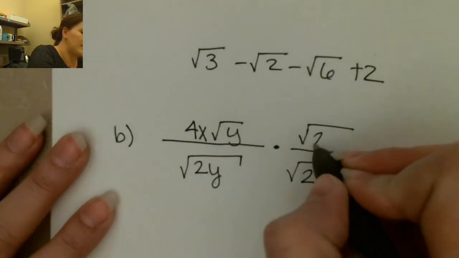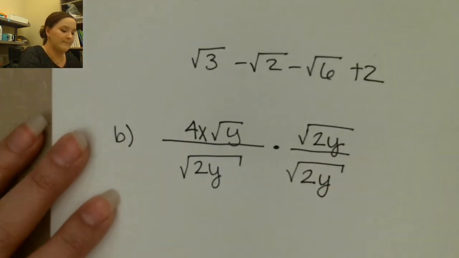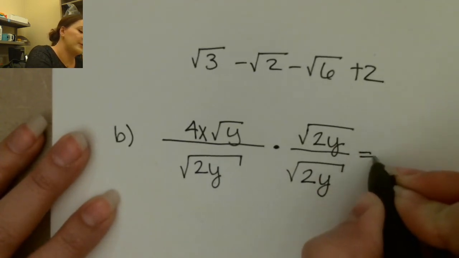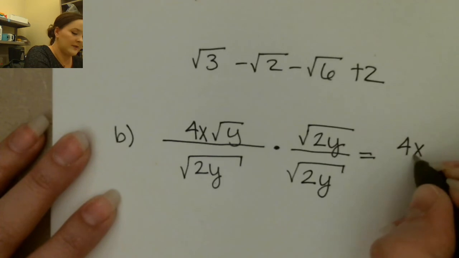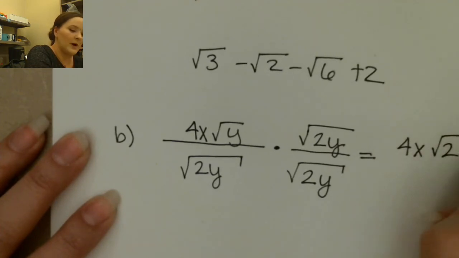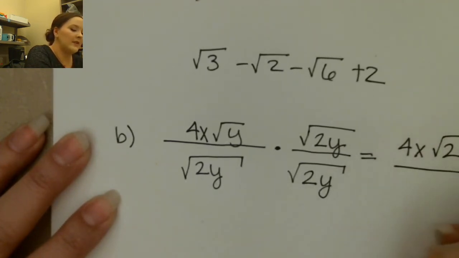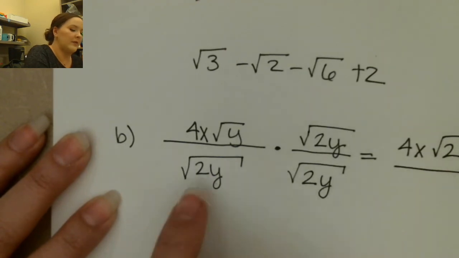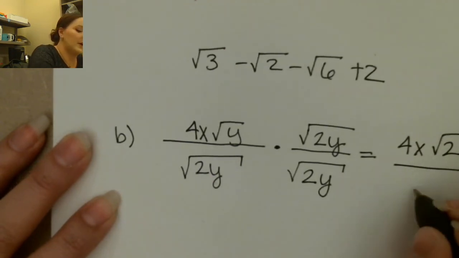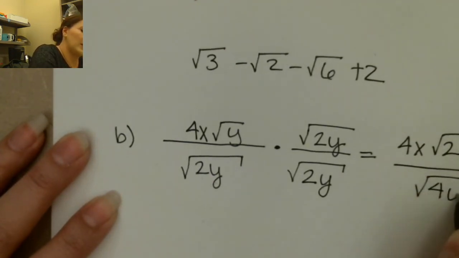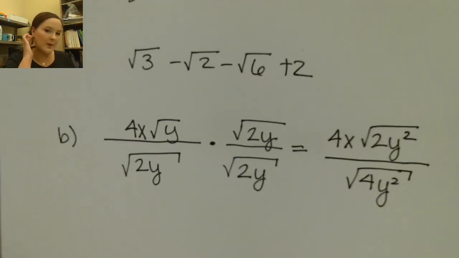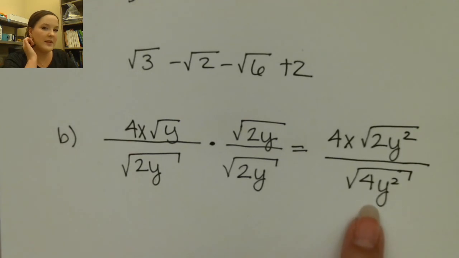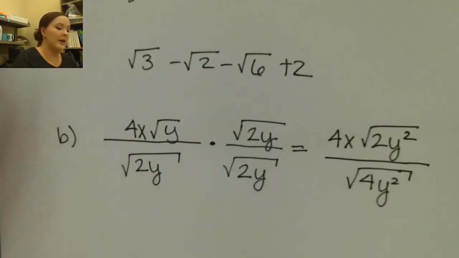Okay, and then I'm going to do exactly the same in the numerator. So here I'm going to multiply straight across. I'll get 4x root 2y squared. And then in the denominator, I'll have root 2y times root 2y, which is root 4y squared. Okay, so remember this is the point of this method. You can see that here in the denominator you are getting something that's a perfect square.